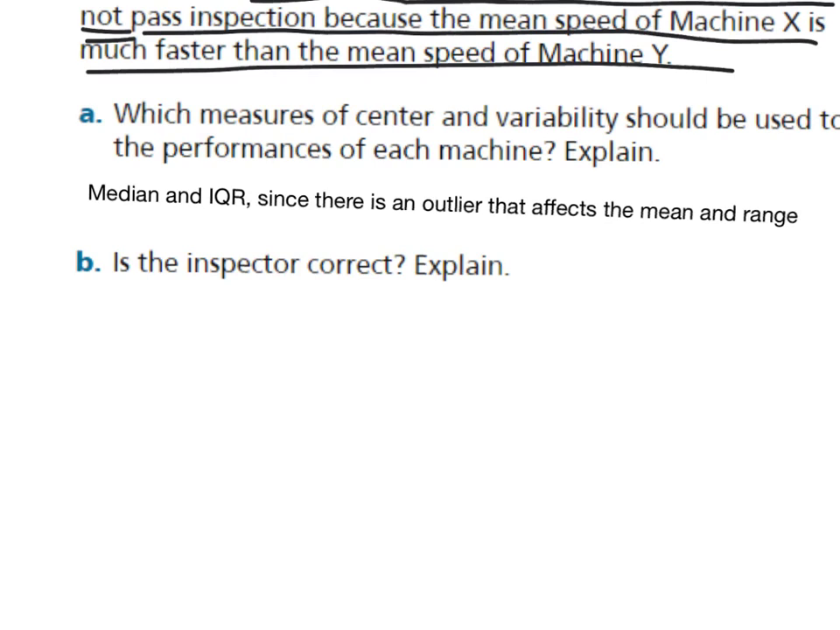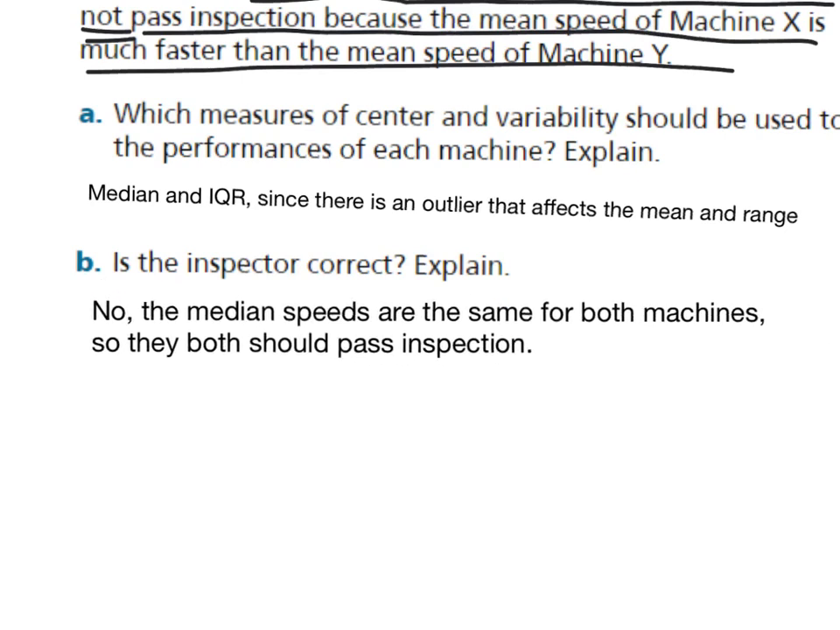And then part B, is the inspector correct? So we could say something like, no, the median speeds are the same for both machines, so they should pass inspection. Going back to the problem again, it said that the machines are supposed to work at the same speed in order to pass inspection. So we just had an outlier. There was one day where the one machine was kind of out of whack, but overall, if you worked it out, the median would have been 21 for both machines.